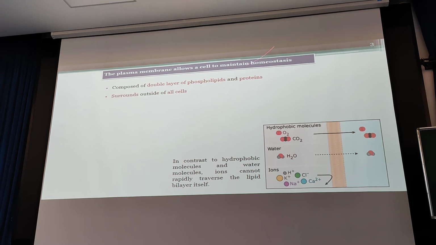So the plasma membrane is made of phospholipids. Why do we call it the double layer? Because it needs two layers of phospholipids to make the cell membrane, and also the proteins. So it surrounds the outside of the cells, like the skin surrounds the outside of our bodies.